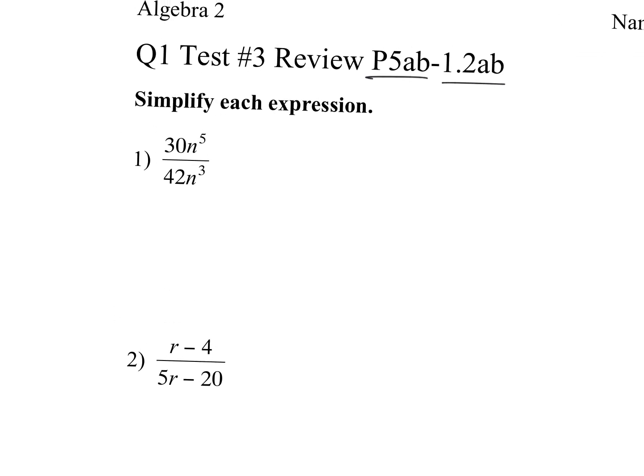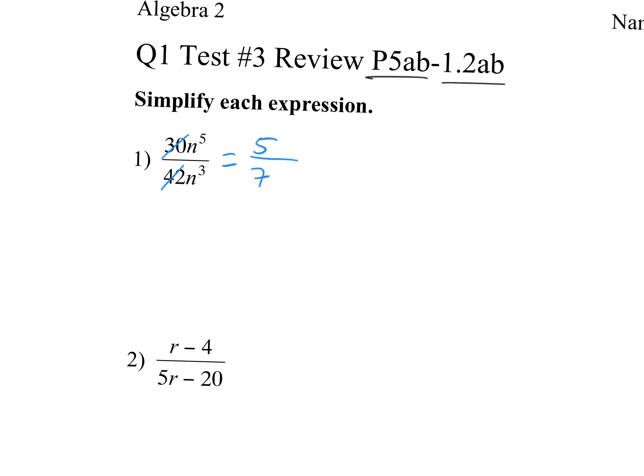Something like this one's going to be pretty simple. We just have a monomial over a monomial. So this one we just need to find a common factor and cancel it out. So between 30 and 42, cancel these out. You can divide them both by 6. 30 divided by 6 is 5. 42 divided by 6 is 7.